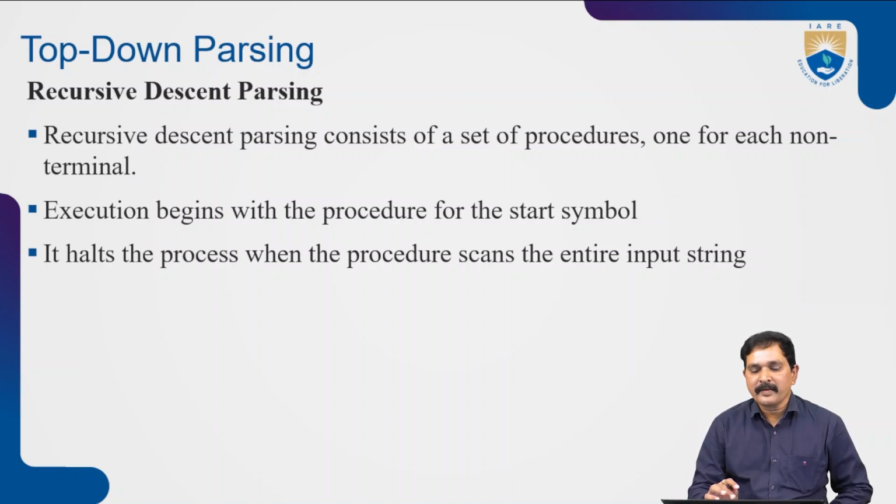Here are the important steps regarding recursive descent parsing. Recursive descent parsing consists of a set of procedures, one for each non-terminal, and it always begins with the procedure for the starting symbol. The starting symbol is the left-hand side variable of the starting production, and it becomes the root node of the corresponding parse tree. We stop the process when the entire input string has been scanned. That is given in the third step: it halts when the parser scans the entire input string.